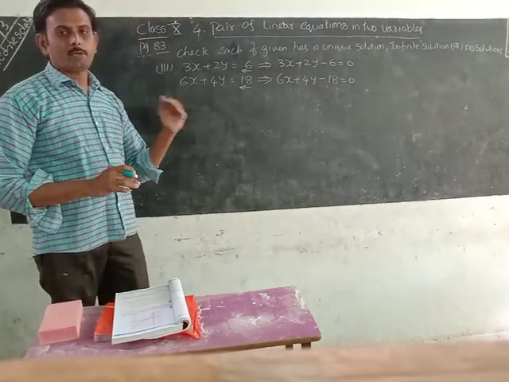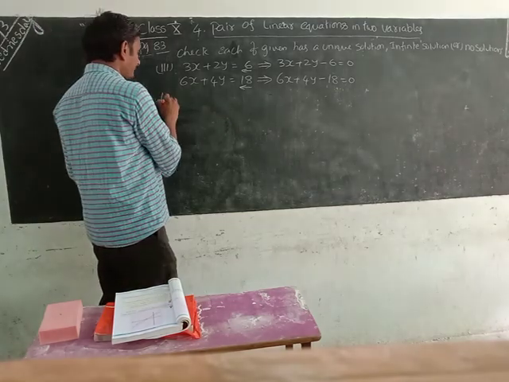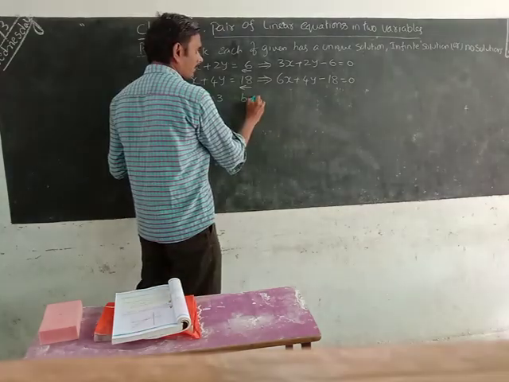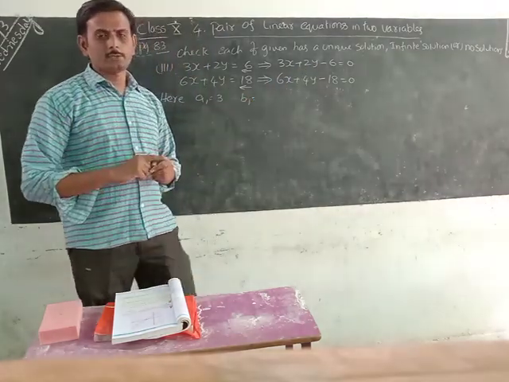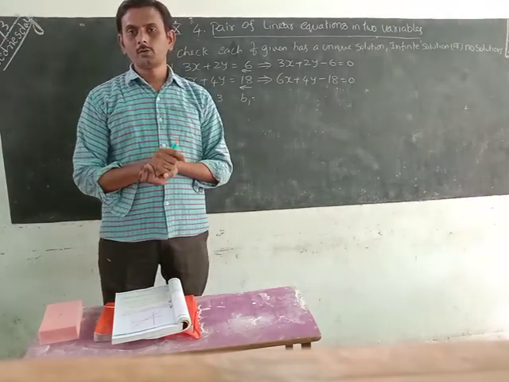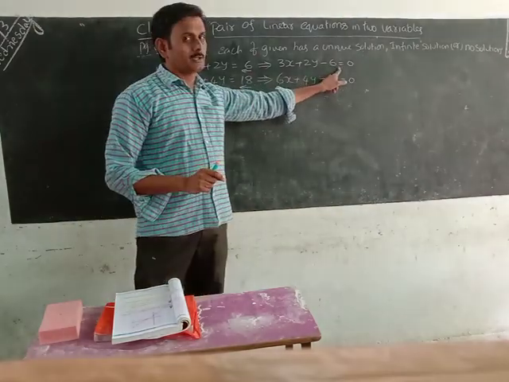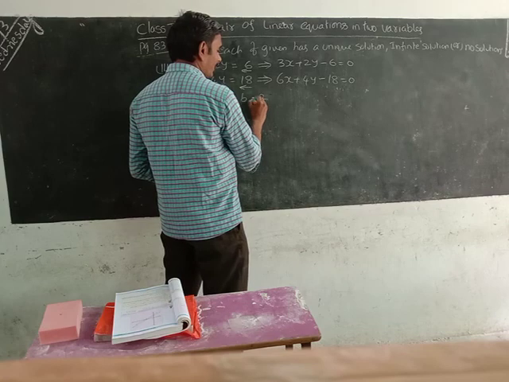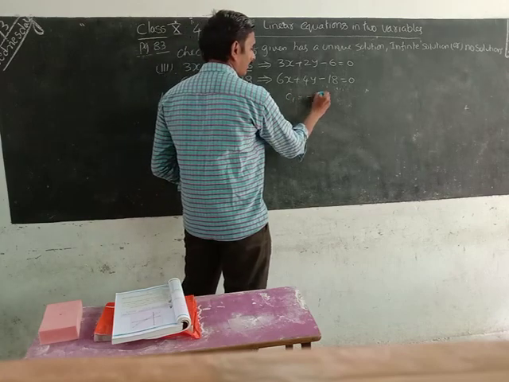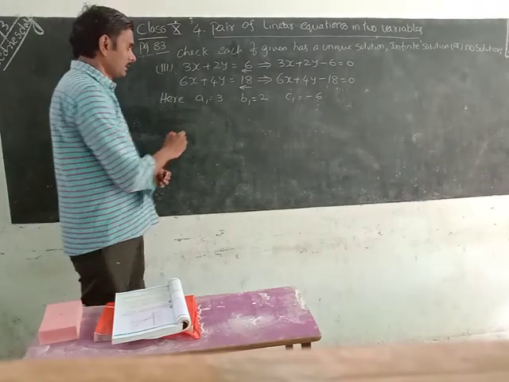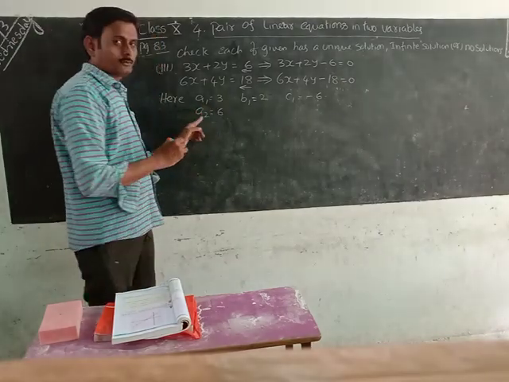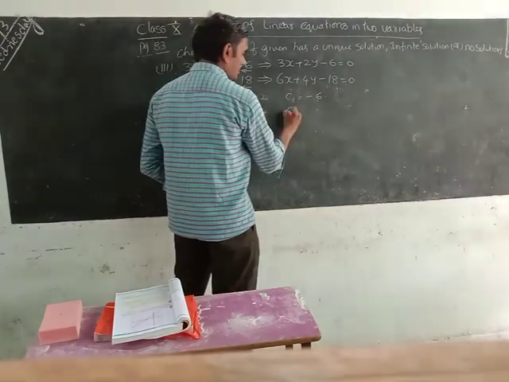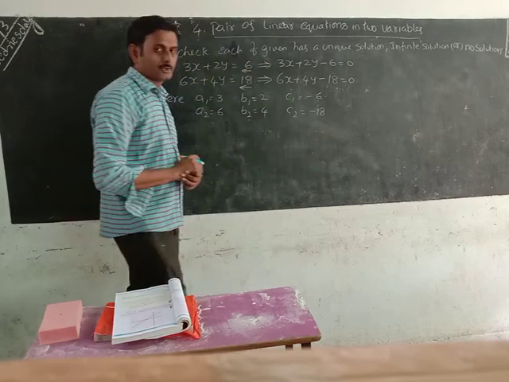Now identify the A1, B1, C1, A2, B2, C2. Here A1 equal to 3. One thing to remember: x coefficient is related to A, y coefficient related to B, and the constant without variable is related to C. Okay, B1 equal to 2, C1 equal to minus 6. A2 equal to 6, B2 equal to 4, C2 equal to minus 18.